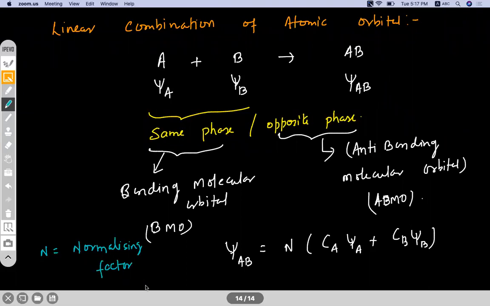Next slide, one note here. The normalizing factor is the factor which ensures that the probability of finding an electron in the universe is one. That is the normalizing factor. CA and CB are the factors to minimize energy.